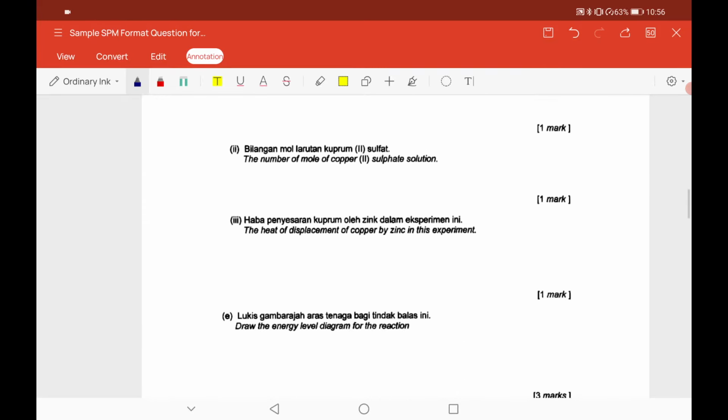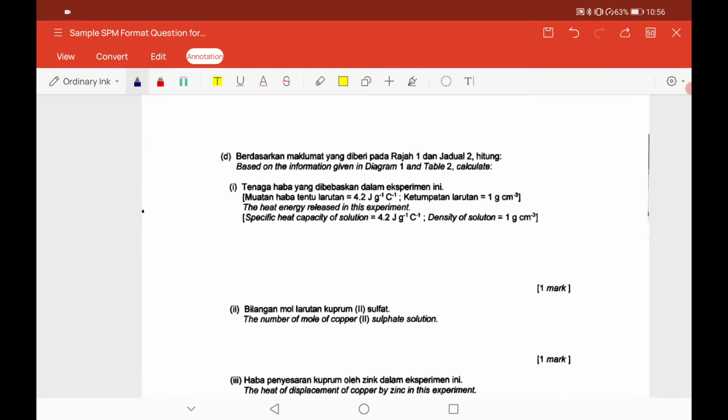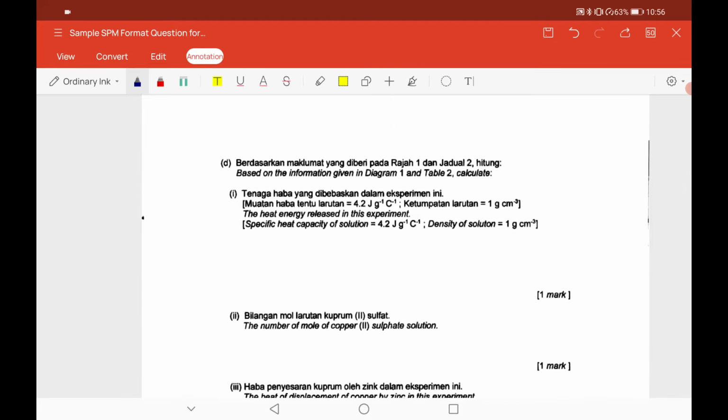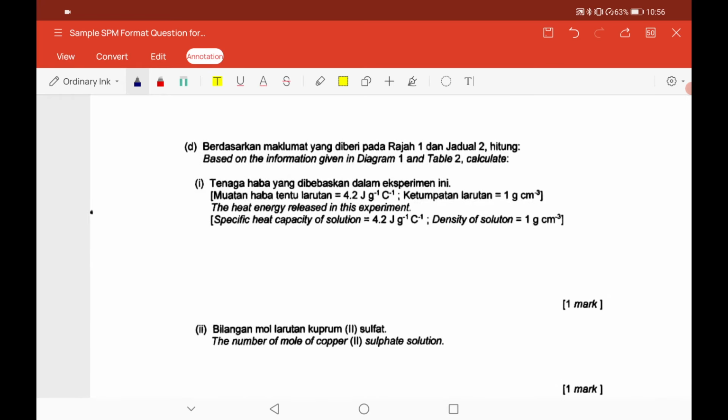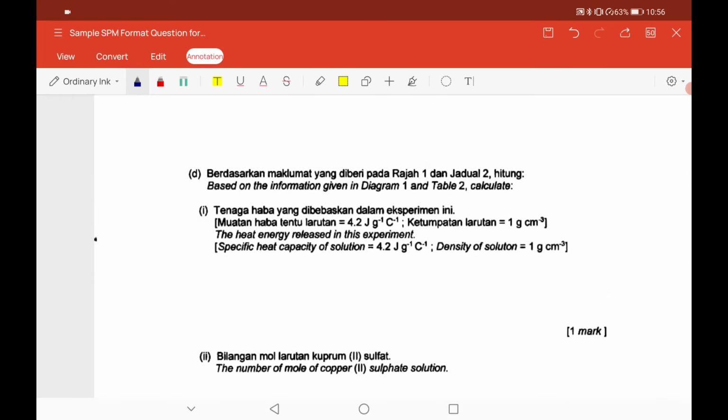So after we have a balanced chemical equation, now the next thing, we need to do a calculation. Right, so to do calculation, we follow the steps here. The first thing, the question asks us to find the heat energy released in this experiment. If the question asks you to find heat, it is Q, okay? So how to find Q? We will try Q equal to MC theta first, okay?